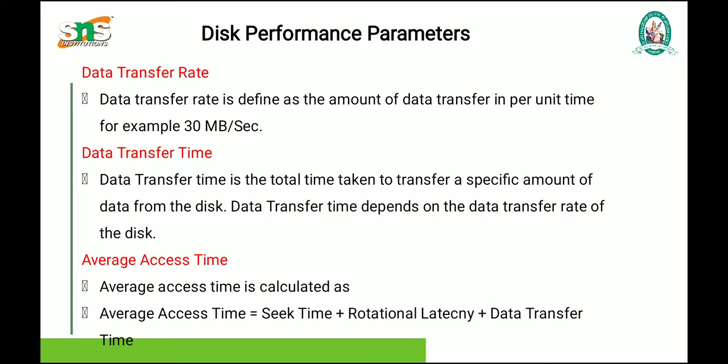Average access time is calculated using the following formula. Average access time is equal to seek time plus rotational latency plus data transfer time.